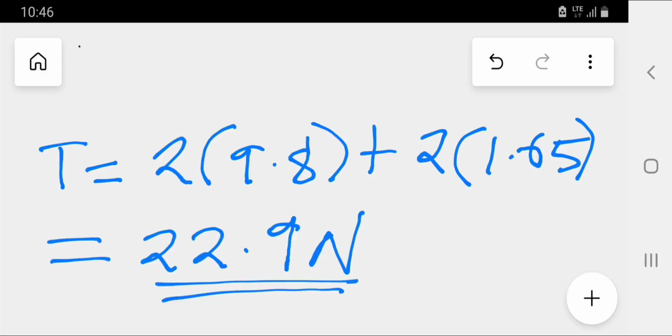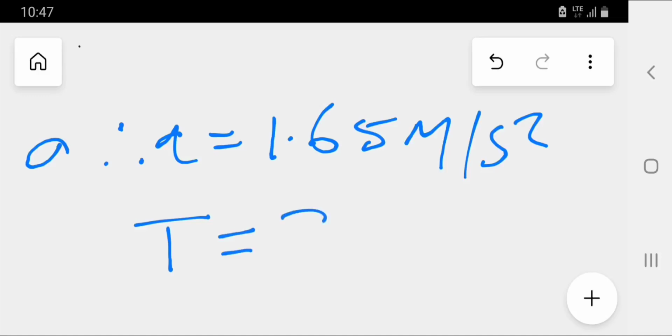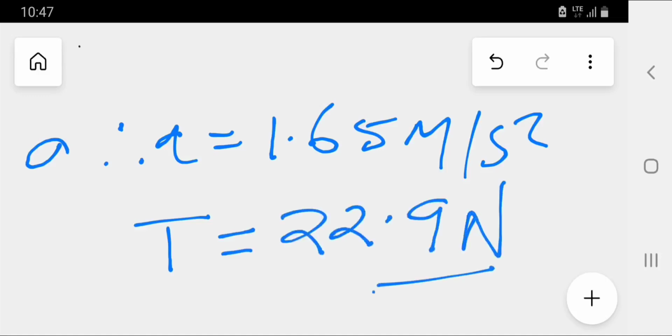Then you are going to conclude by saying, therefore, acceleration is 1.65 meters per square second, and tension is equal to 22.9 Newton. So this is how you're supposed to go about this question.